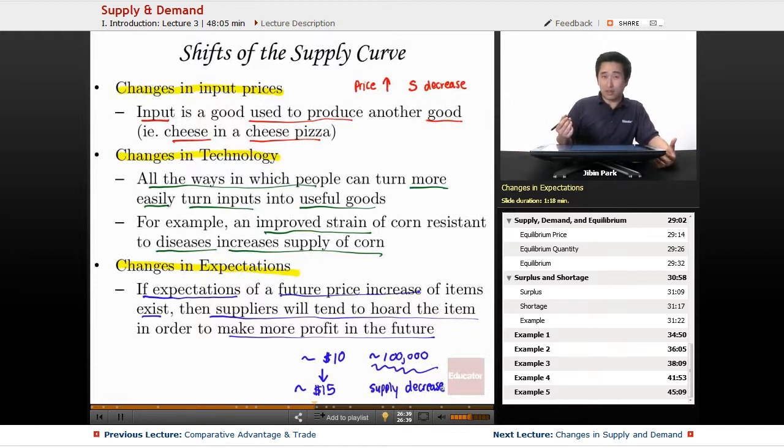Same thing if you think that the price is going to drop, then you're going to increase the supply right now in order to capture the higher price. So it's almost like a self-fulfilling prophecy. So changes in expectations can actually change the demand and supply curve simultaneously.